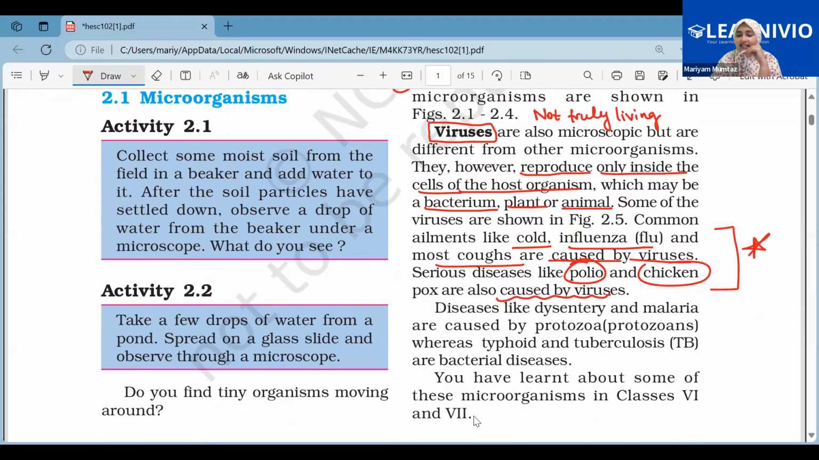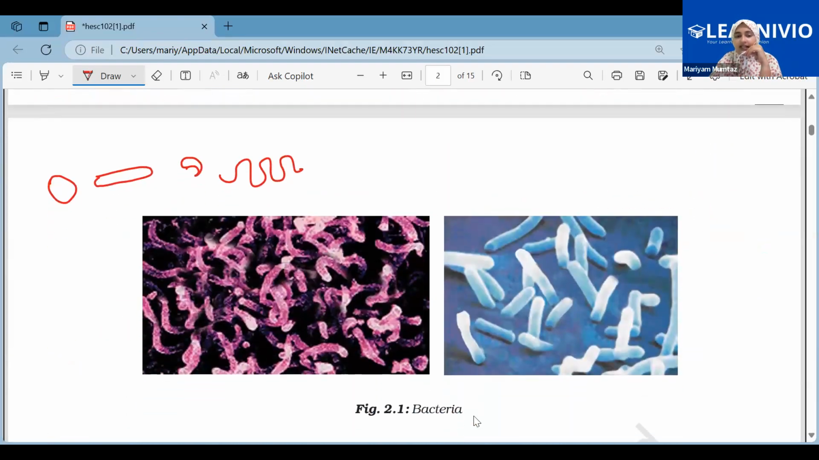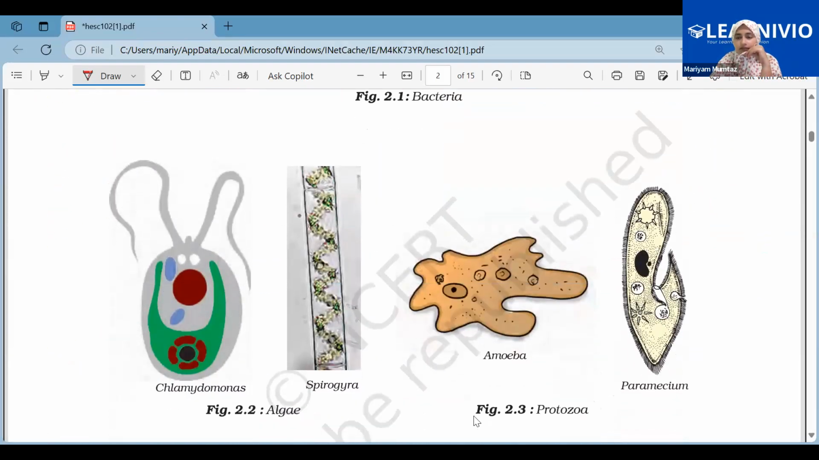Now, diseases like dysentery and malaria are caused by protozoans, whereas typhoid and tuberculosis are caused by bacteria. So, these are the different diseases caused by the organisms. Any doubts?